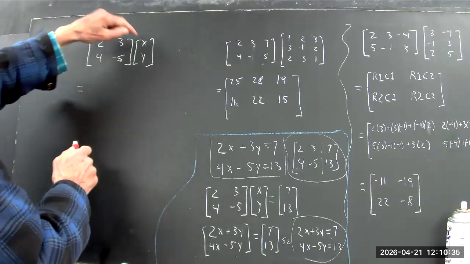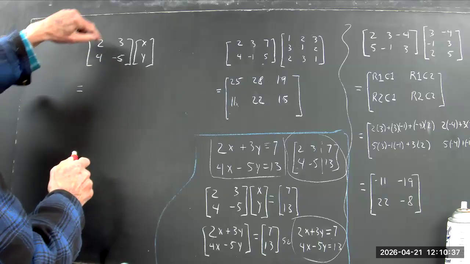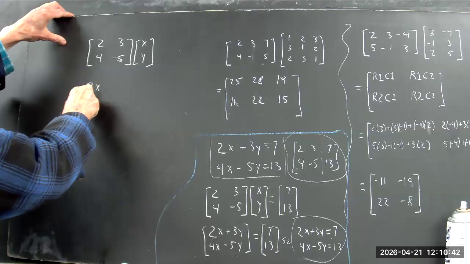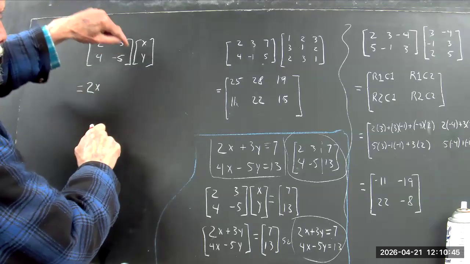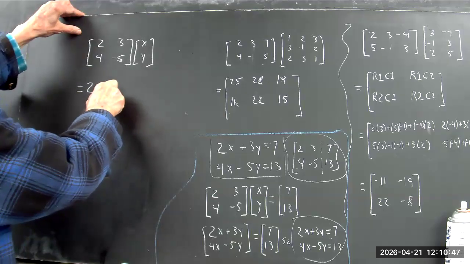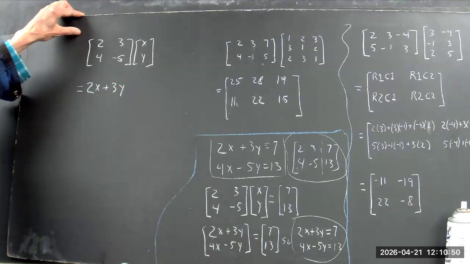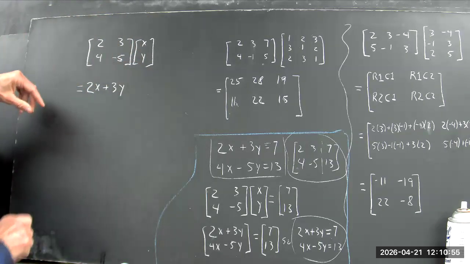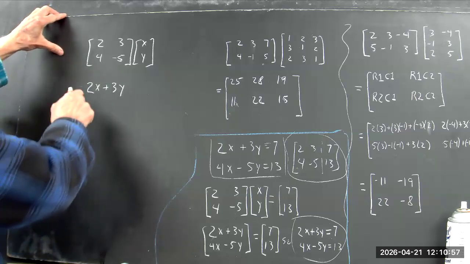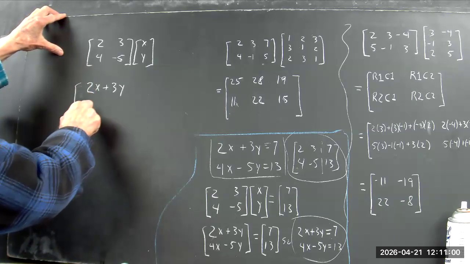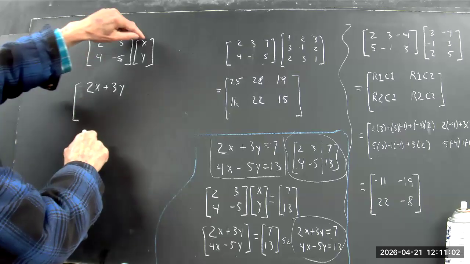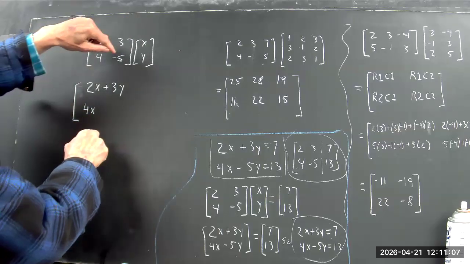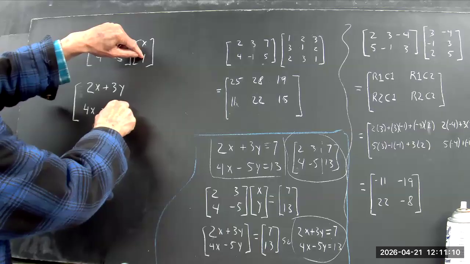2, 3, first row multiplied by first column xy means 2 times x plus second number times second number, 3 times y. Or the second entry times the second entry, since y stands for a number, but it isn't really a number. So it equals 2x plus 3y, and then it equals first number times first number, second column, 4 times x, and negative 5 times y.